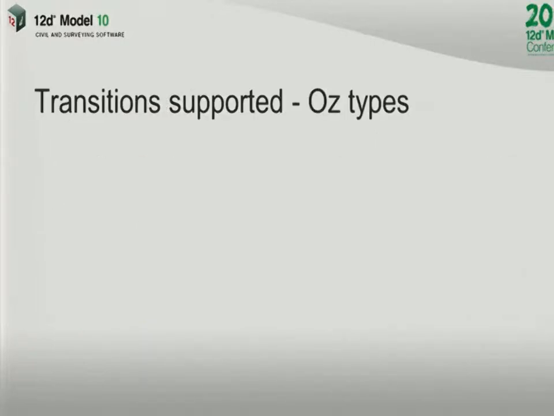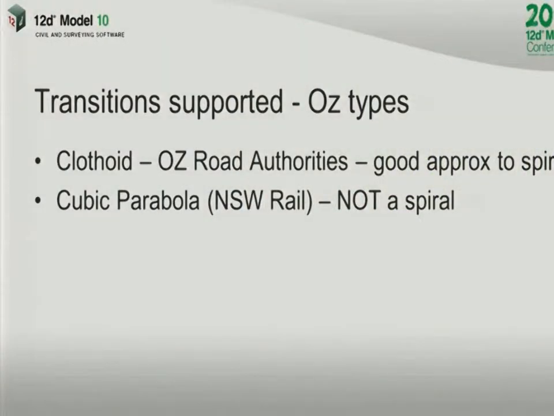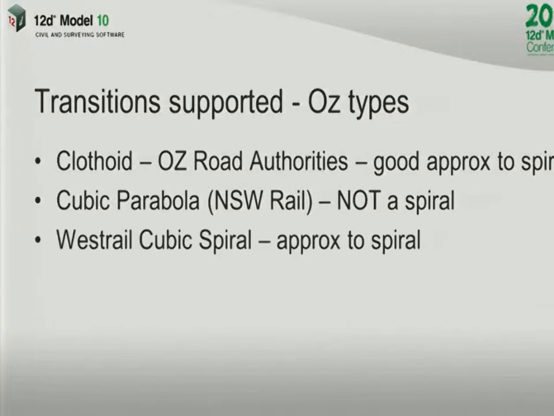Okay, transition curves supported in 12D. We have the good old clothoid. It's used about everywhere by roads, a lot of rail authorities. It's a very good approximation to a spiral. The New South Wales cubic parabola, it is not a spiral. And the West Rail cubic spiral. Also, it's an approximation to a spiral, but not a true spiral.